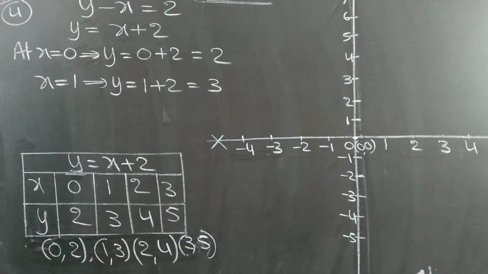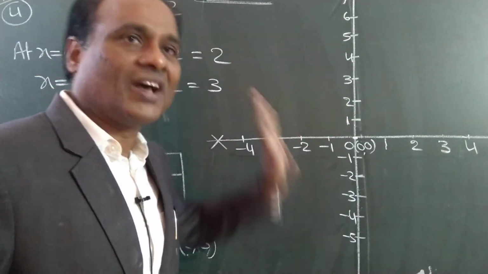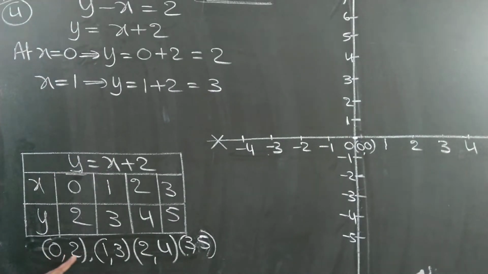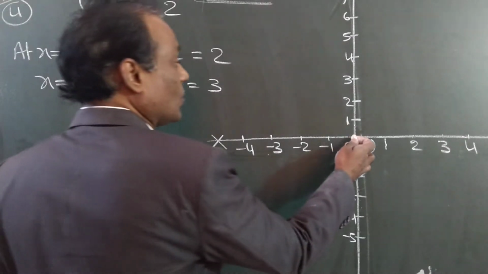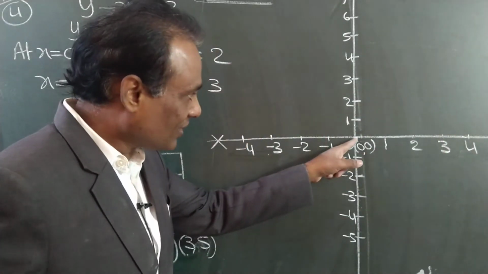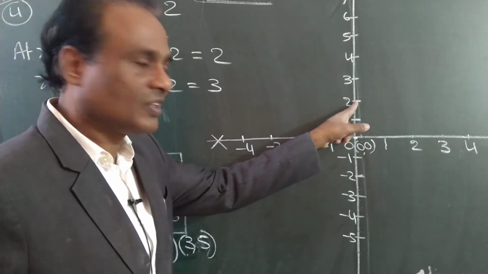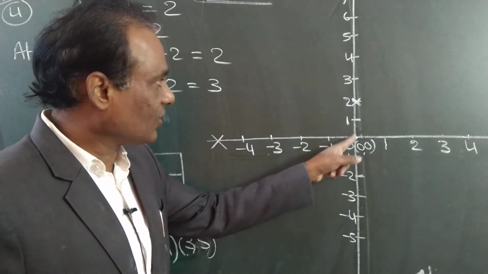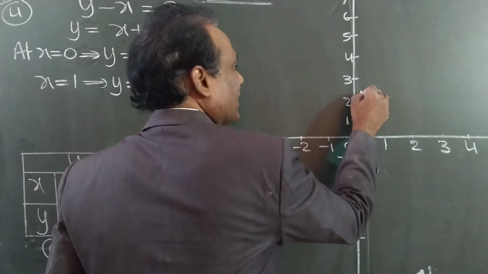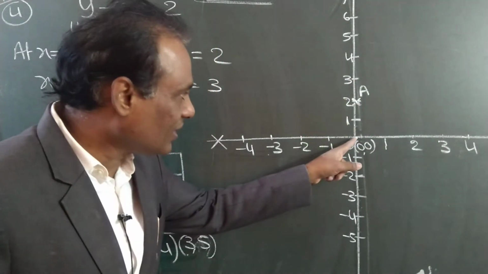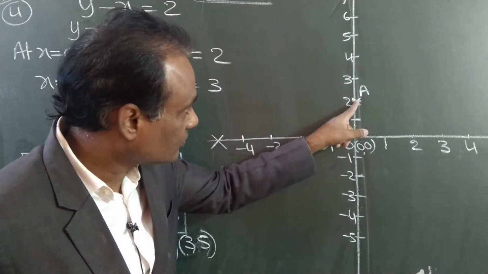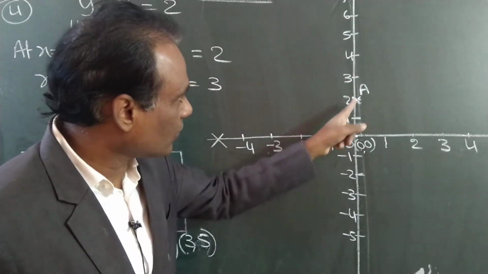Now the coordinate system, the Cartesian plane, is over. Now plotting the points on this Cartesian plane. First point: x value 0, y value 2. This is the point. Say I am taking it as A, for example. x is 0, y value 2 on the y-axis. When x is 0, it will lie on the y-axis only.